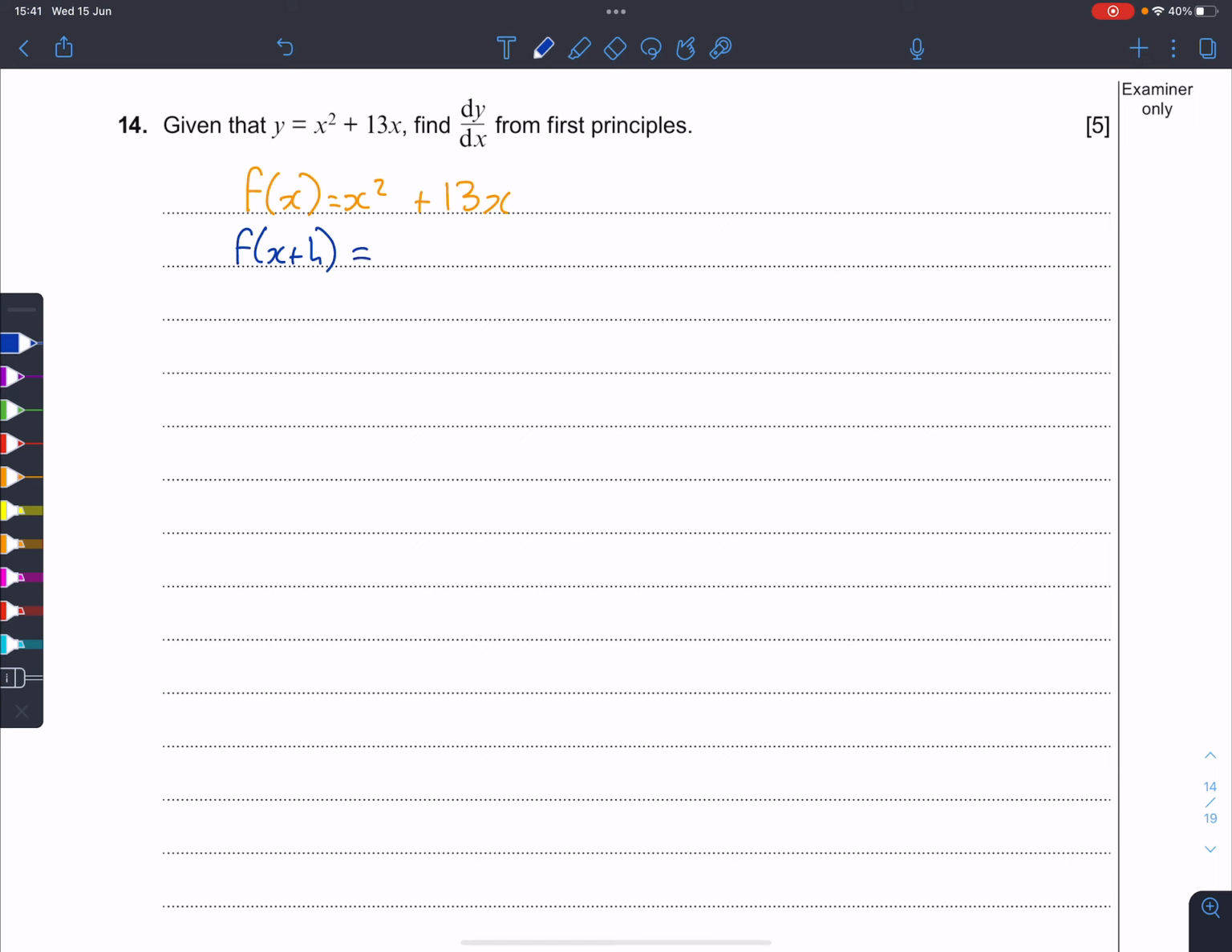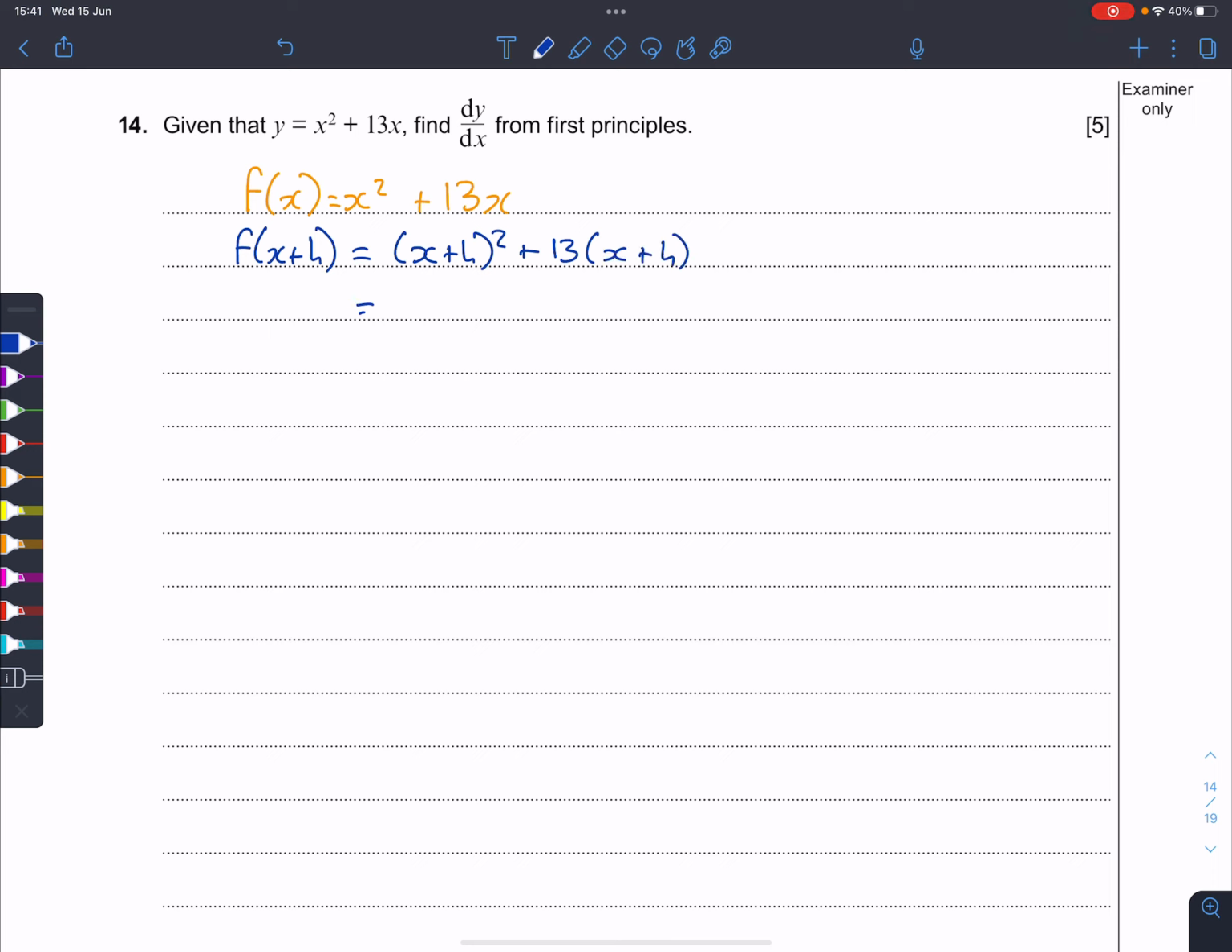along, which is, instead of putting, when a function of x, you put in x squared and then 13 lots of x. When it's x plus h, it's going to be x plus h all squared plus 13 lots of x plus h. Okay, so that's the difference. So x plus h all squared plus 13 lots of x plus h.